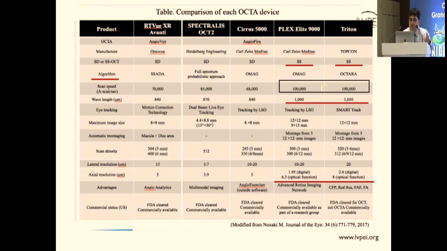Another important difference that you need to see is the axial resolution between these machines. An Avante will have an axial resolution of about 5 microns, 3.9 by Spectralis, and about 1.95 by a Plex Elite or 2 for the Triton machine. So grossly in terms of optics, this is where they differ.